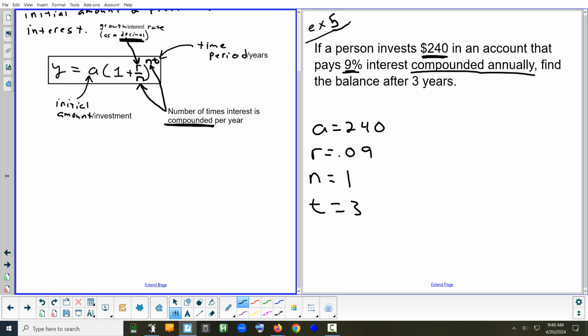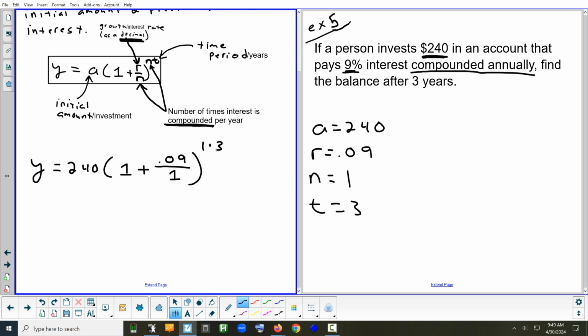So all we have to do is carefully plug those numbers in and then type it all in on the calculator. Okay, what's A? 240. What's R? 1.09. Okay, what's M? 1. What's N again? 1. So you actually use that one twice. And then what's T? 3.